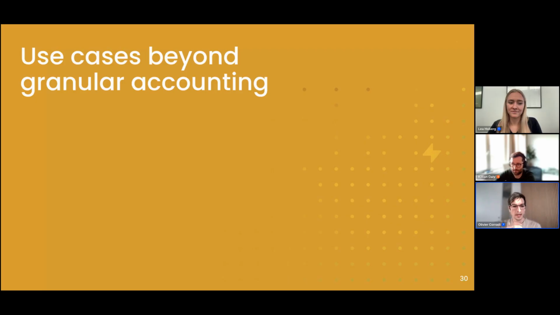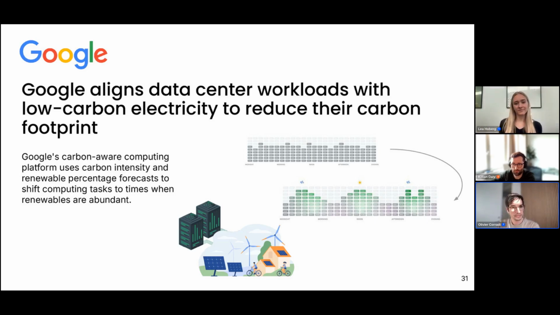using it. A little bit of inspiration going beyond the particular use case of Scope 2 carbon accounting. We at Electricity Maps have a strong belief that this hourly data can unlock a lot of value, and there's different places where this is unlocking value. One example is in carbon-aware computing.